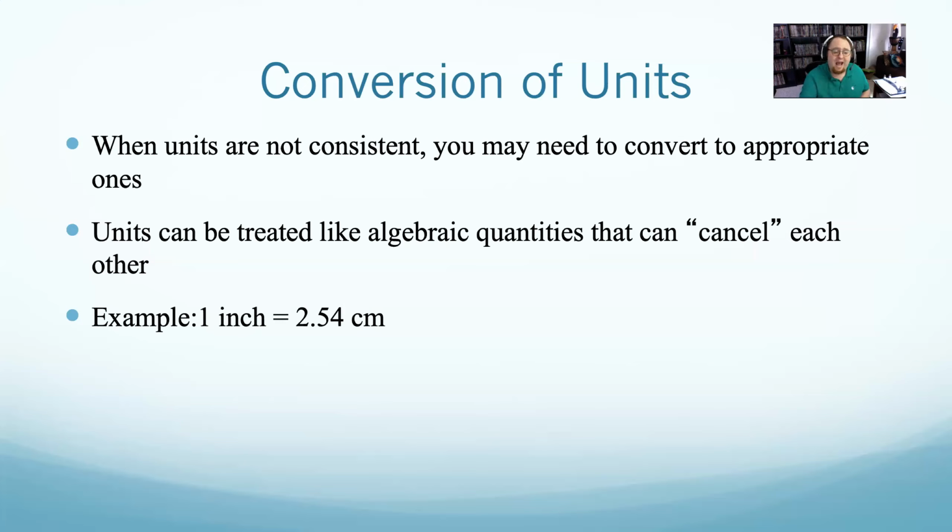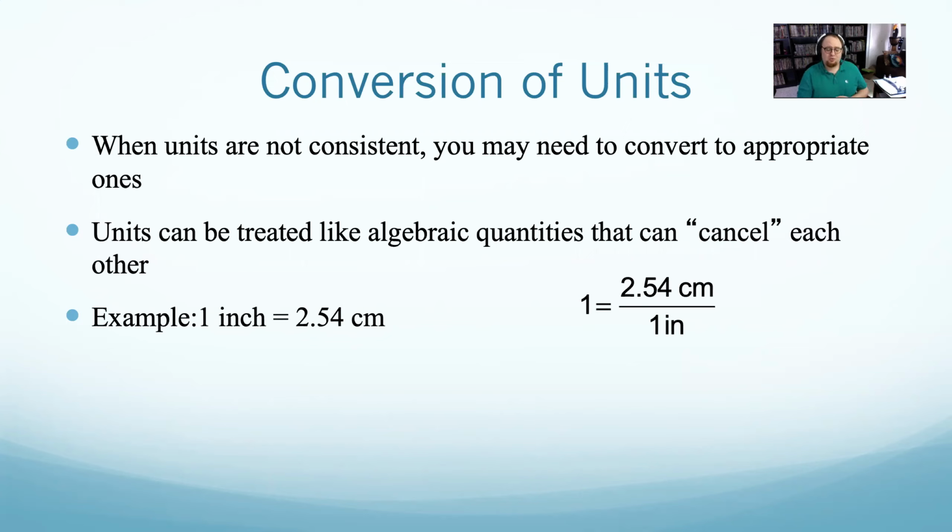Units count as variables. So if I take this and divide both sides by 1 inch, 1 inch divided by 1 inch is 1. And I'm left with 2.54 centimeters divided by 1 inch is 1. And this will be a conversion factor. Anytime you want to convert units, you're going to create a value of 1 to cancel out certain units to reach other units.